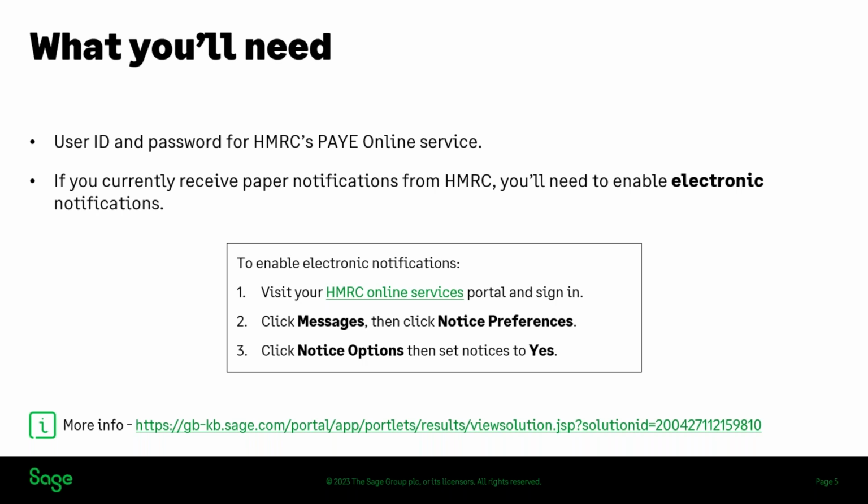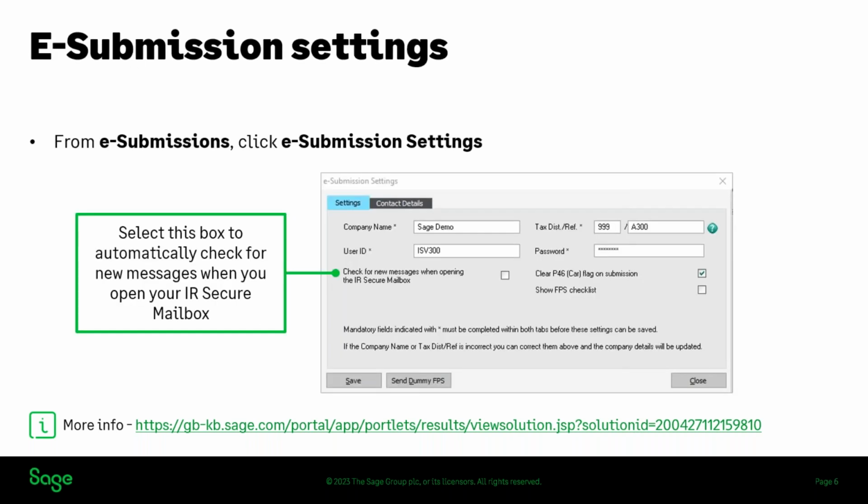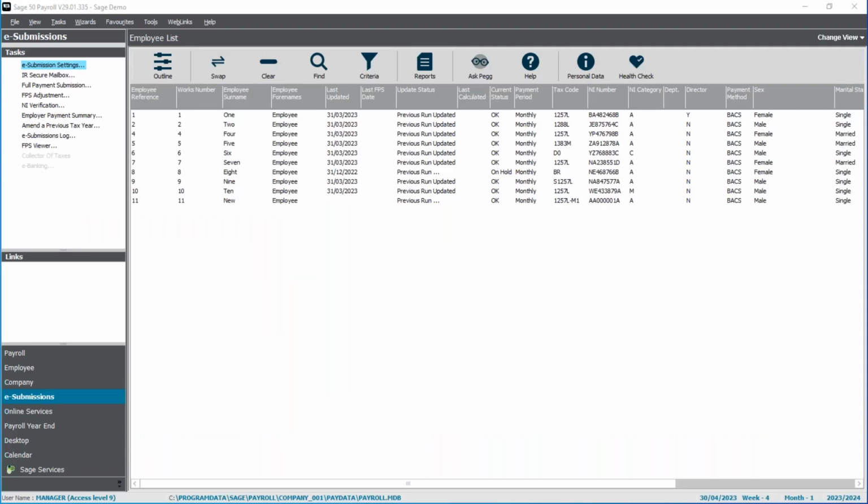So first thing we're going to take a look at is the e-submission settings. So this is where you store the user ID and password. It's also where you record your contact details. So it's a good opportunity to make sure they are up to date. And there's a few configuration options which I will go through in the demo. So let's just bring those slides down.